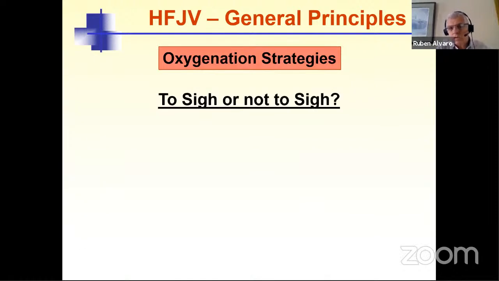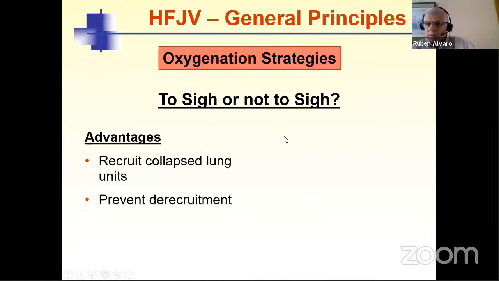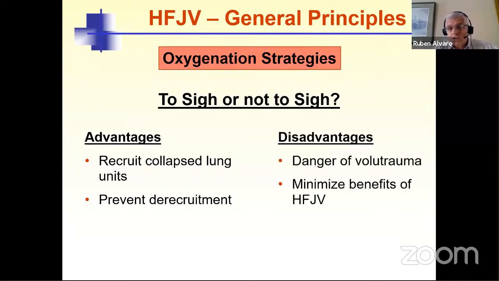So the question is, to sigh or not to sigh on the jet ventilation. The advantage of using sigh breath is you can recruit collapsed lung units very fast. You can prevent de-recruitment. The disadvantage of using sigh breath is, again, the same as the conventional ventilator: you are at risk for volutrauma, and you're actually minimizing the benefits of high-frequency jet ventilation when you're using sigh breath.